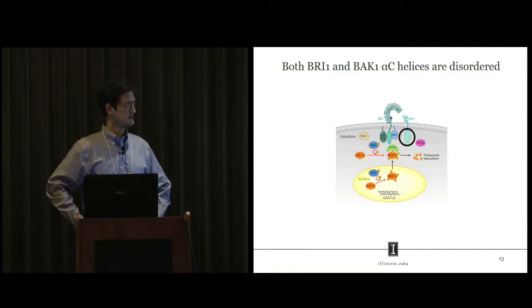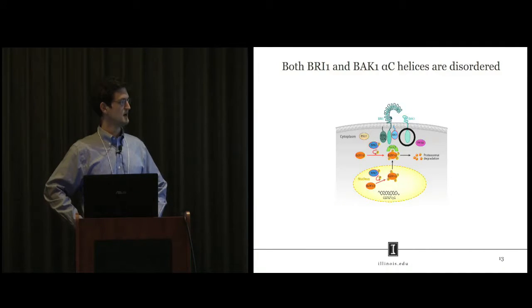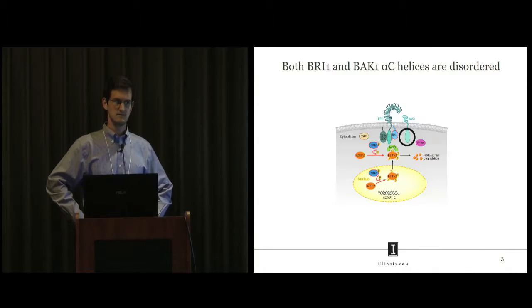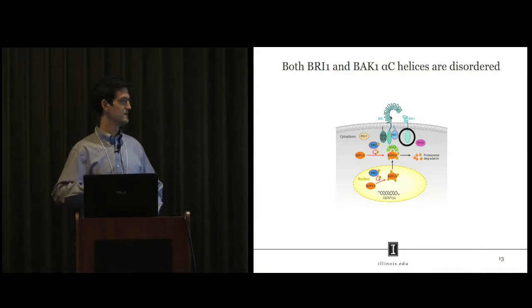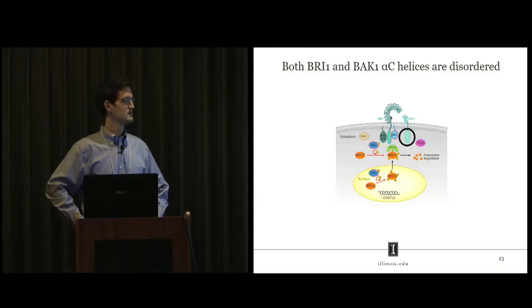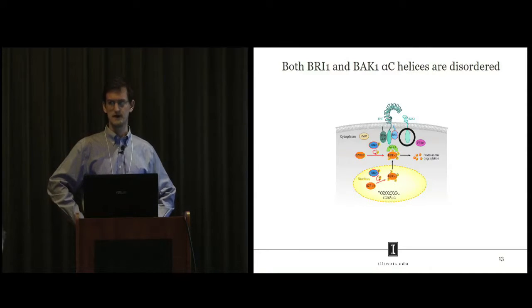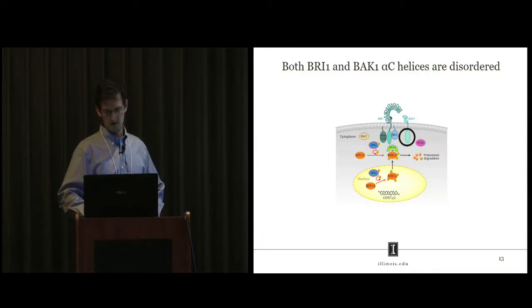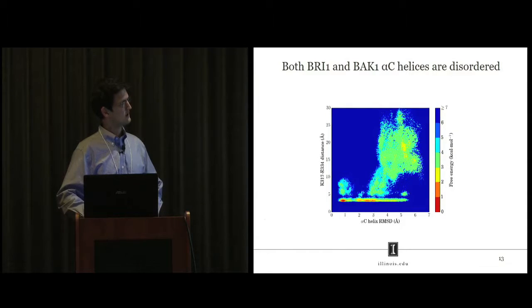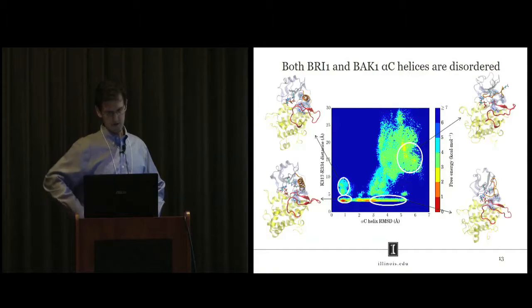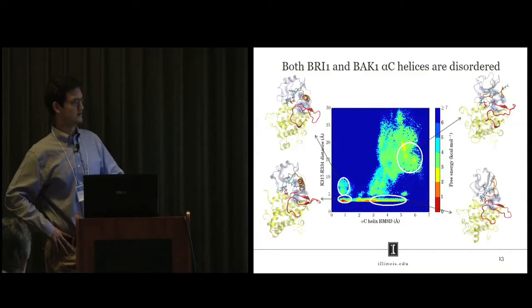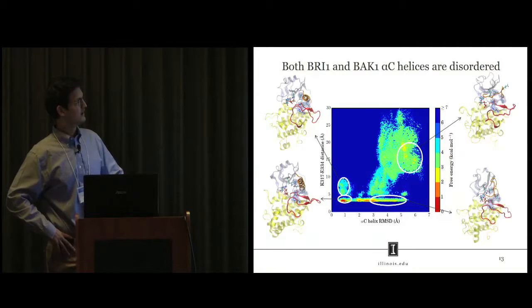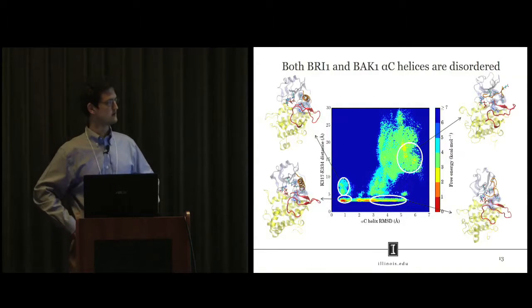We simulated these kinase domains. I should also mention that we simulated them in their fully phosphorylated forms. So if phosphorylation was sufficient for activation, we should see a very stable active state or active structure in our simulations. So this is a free energy plot made the way I talked about before of the BAK1 kinase domain.